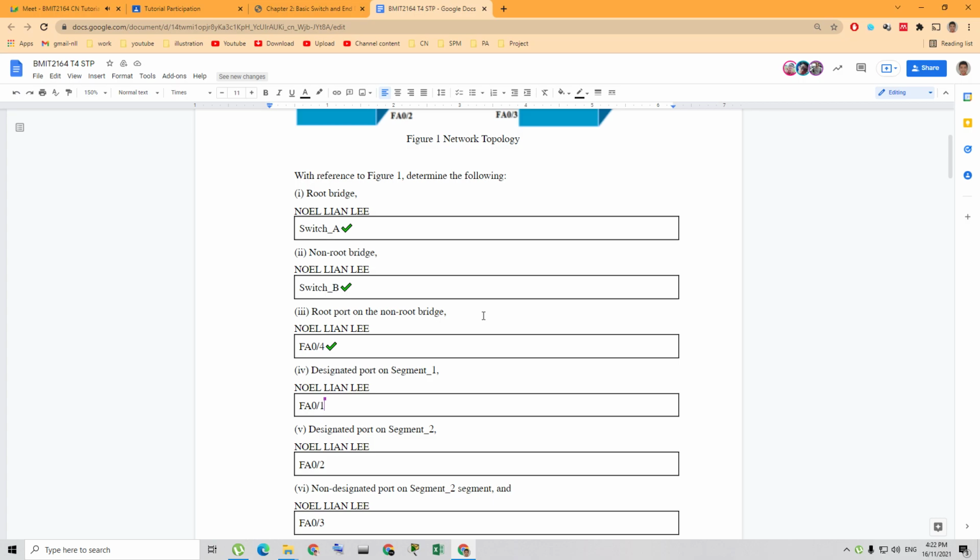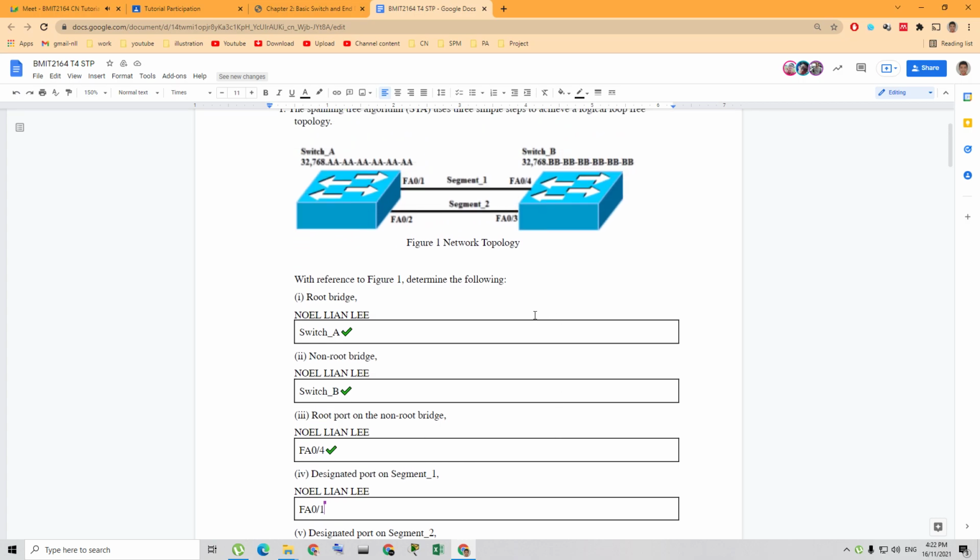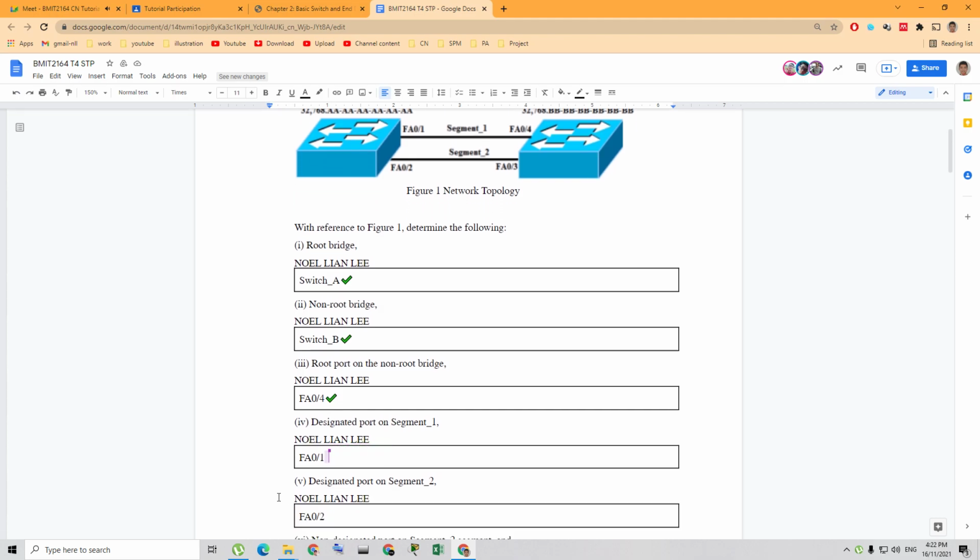For example, your answer for question 1, part 4, is correct. Designated port on segment 1 is FA01, but which switch? So that you get used to the answer. Also, actually, part 3 you also have to put in. Whenever you mention a port, you have to qualify the port on which switch. Is that okay, Noel? Or else you don't get the full mark on the test or exam. So every time we ask for the port, you have to specify the switch. Yes, definitely.